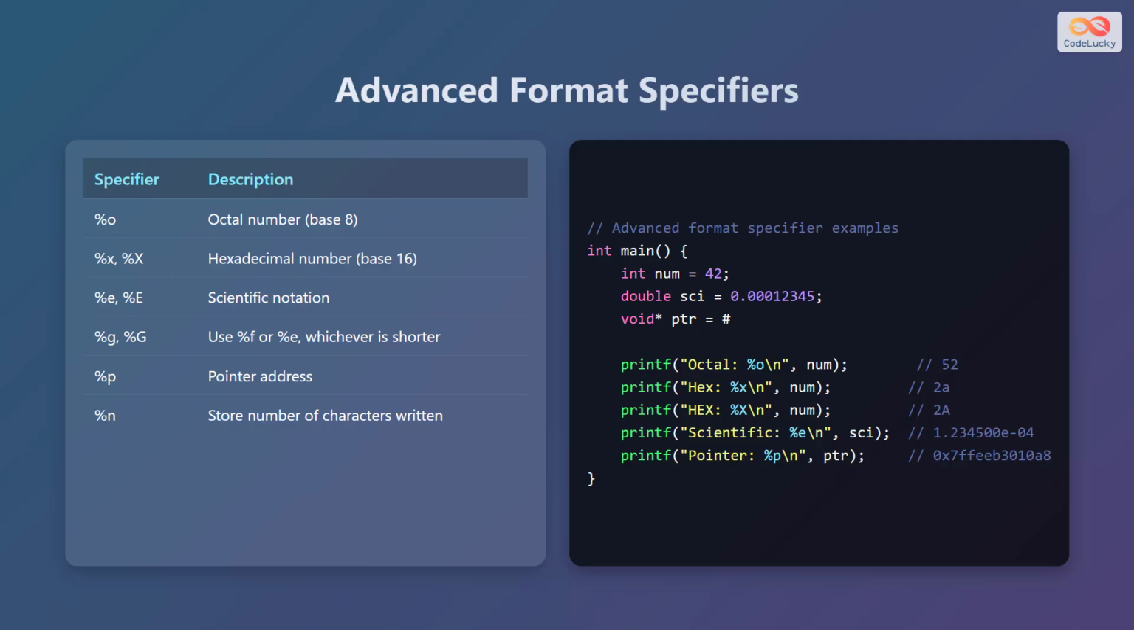%p is used for displaying pointer addresses. Lastly, %n is used to store the number of characters written so far. Here's how you can use these advanced format specifiers in your C code.